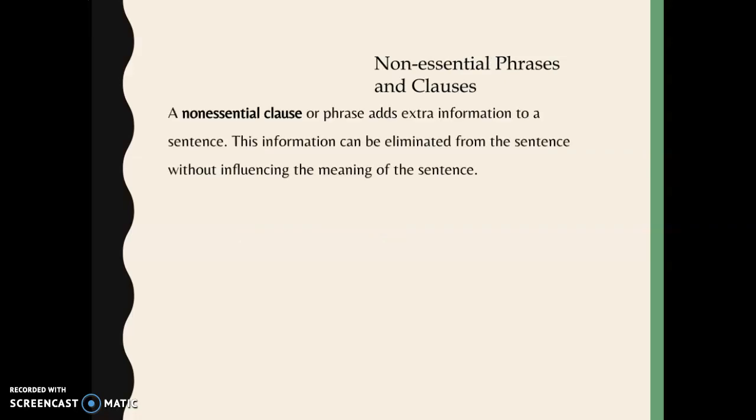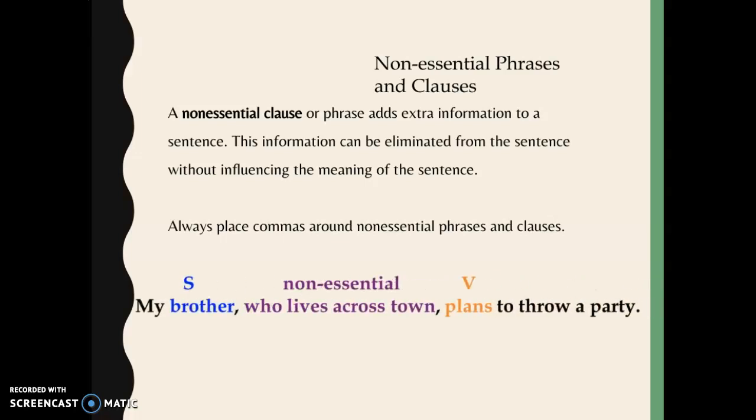Non-essential phrases and clauses add extra information to a sentence. This information can be eliminated from the sentence without influencing the meaning of the sentence. Always place commas around non-essential phrases and clauses. The example: my brother, comma, who lives across town, comma, plans to throw a party. The non-essential phrase is who lives across town. The primary portion of the sentence is my brother plans to throw a party, the subject and the verb being brother and plans.